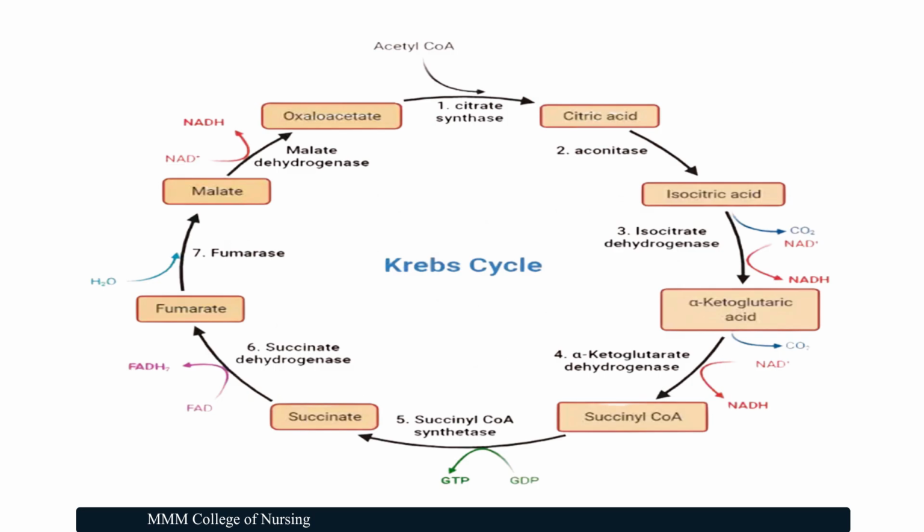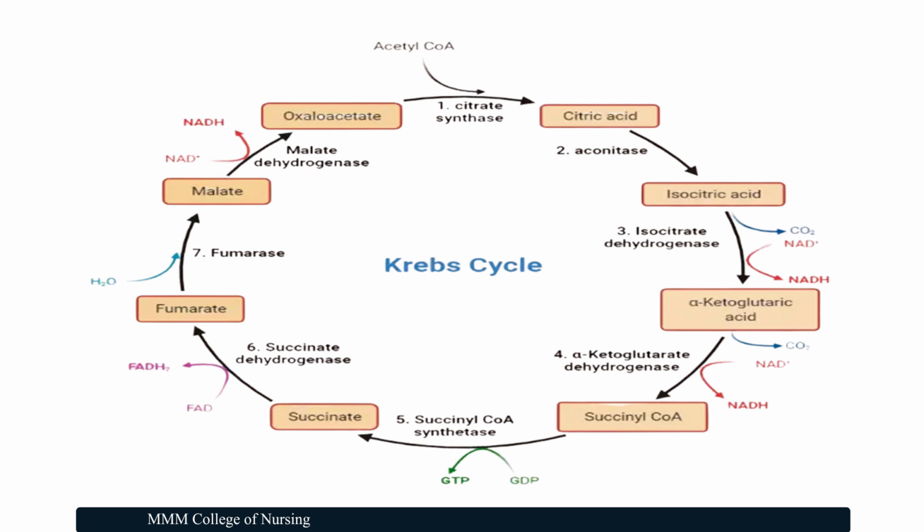So now look at this diagram. This shows a complete Krebs cycle with all 8 steps together. Let us chase it quickly. Oxaloacetate is at the top. Acetyl-CoA enters and joins it, and citric acid is formed by citrate synthase. Moving clockwise, citric acid becomes isocitric acid through aconitase. Then isocitric acid becomes alpha-ketoglutaric acid through isocitrate dehydrogenase, releasing CO2 and NADH.